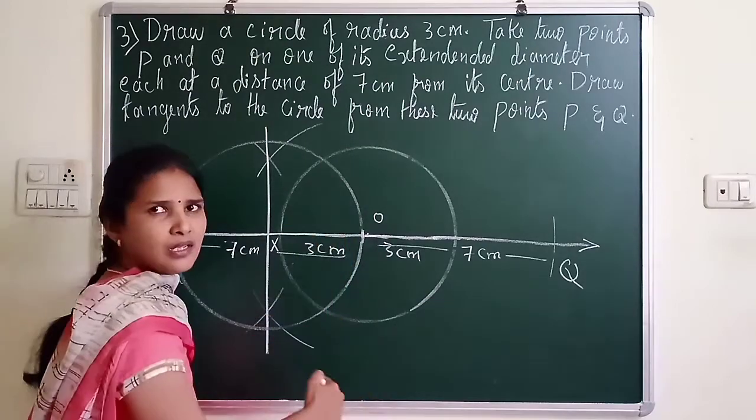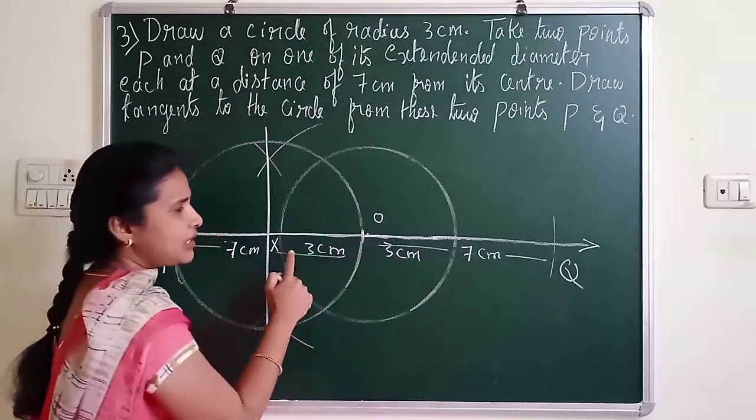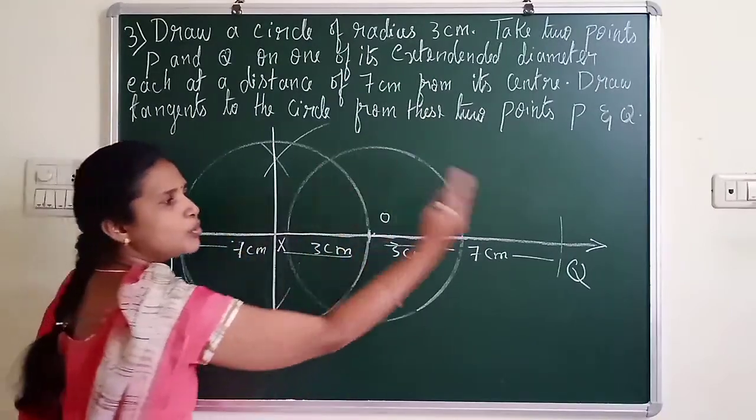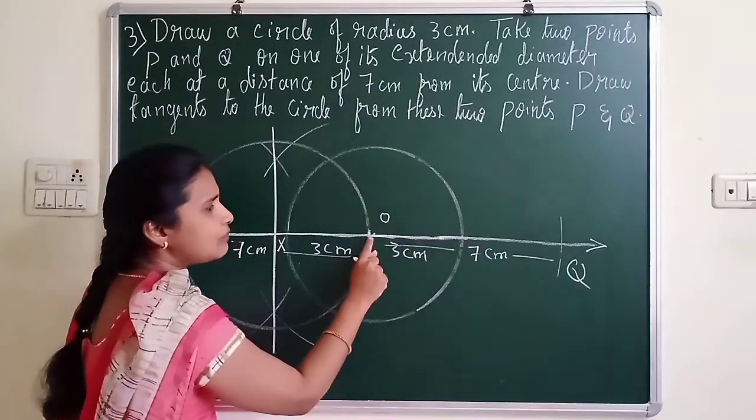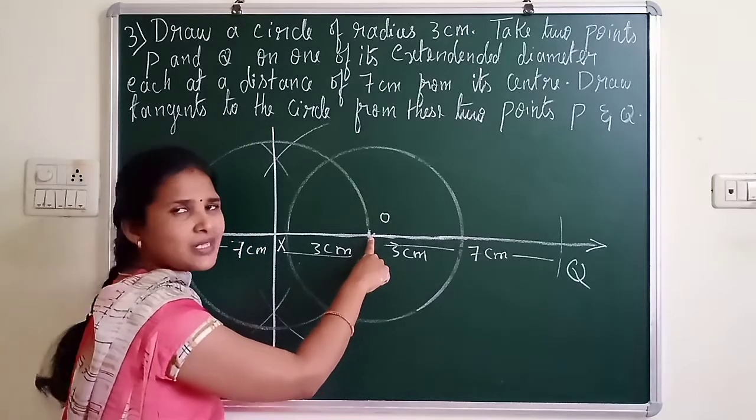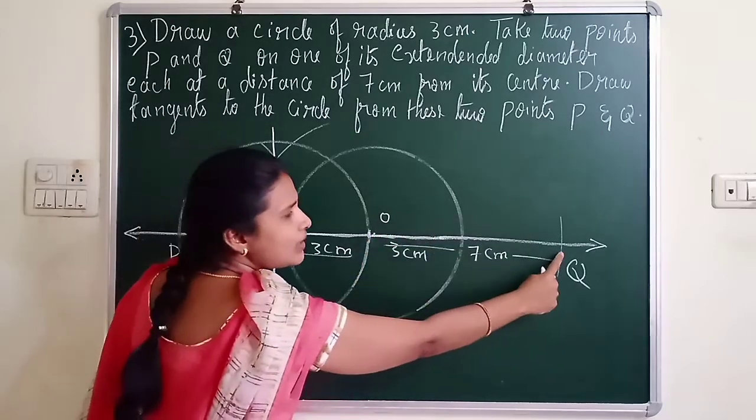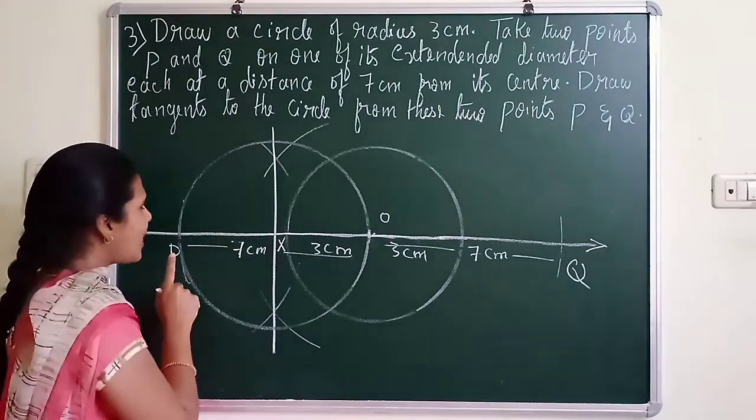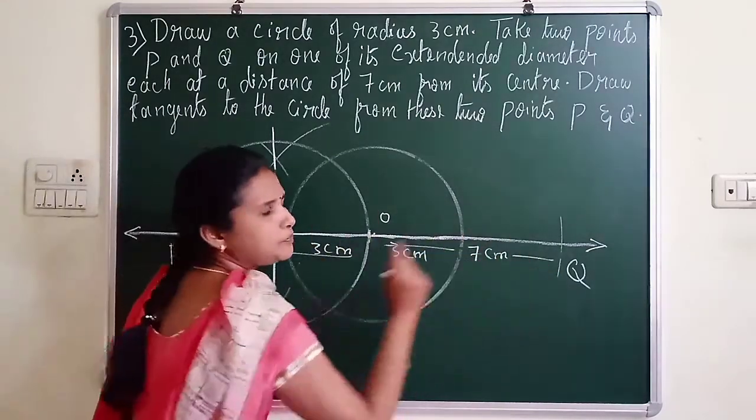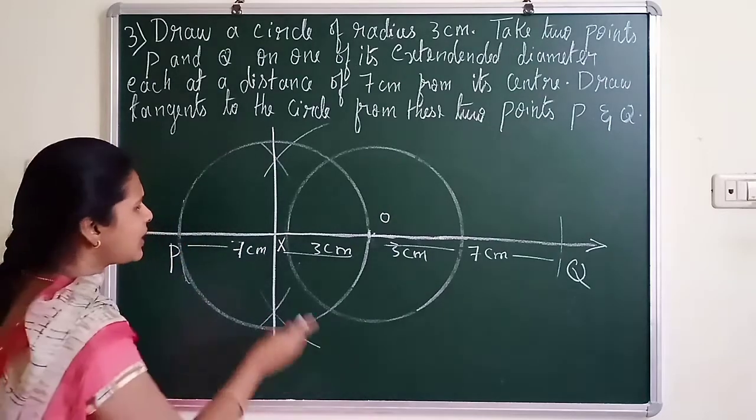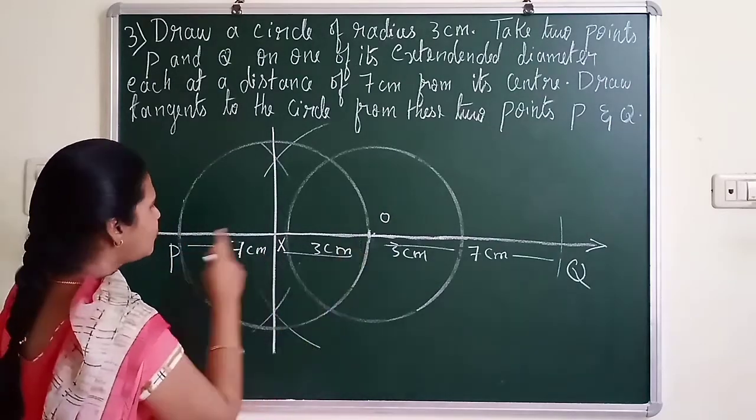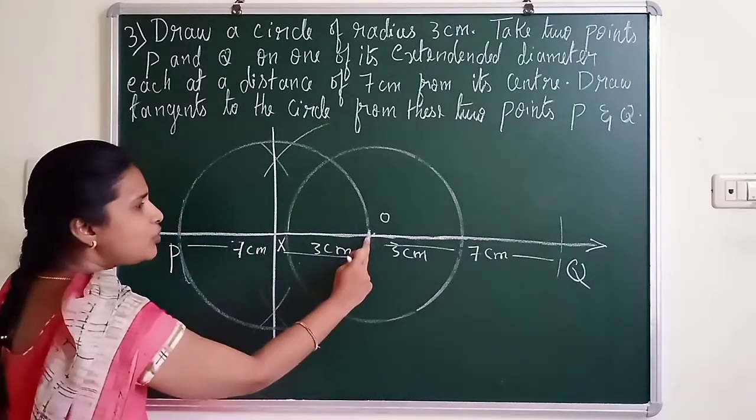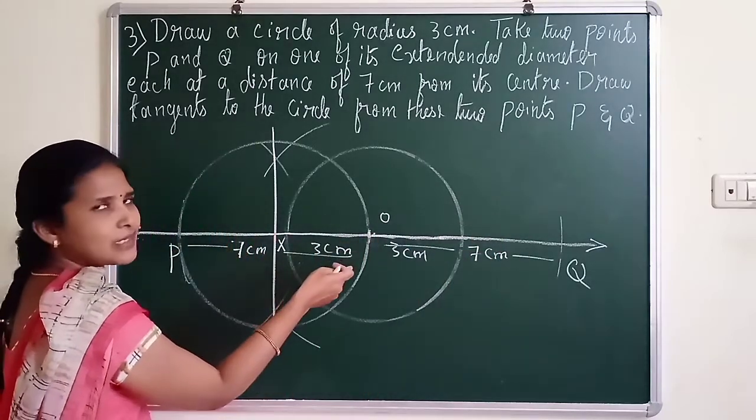I'll repeat again whatever I have done till here. First draw the circle of radius 3 centimeter and draw the diameter. Extend this diameter on both sides and then use a compass from the center O. Measure 7 centimeter and cut an arc on the right side and also on the left side. So mark them as P and Q. Now I got the 2 lengths here, O to P 7 centimeter, O to Q 7 centimeter. Now I have to draw tangents from P to this circle.